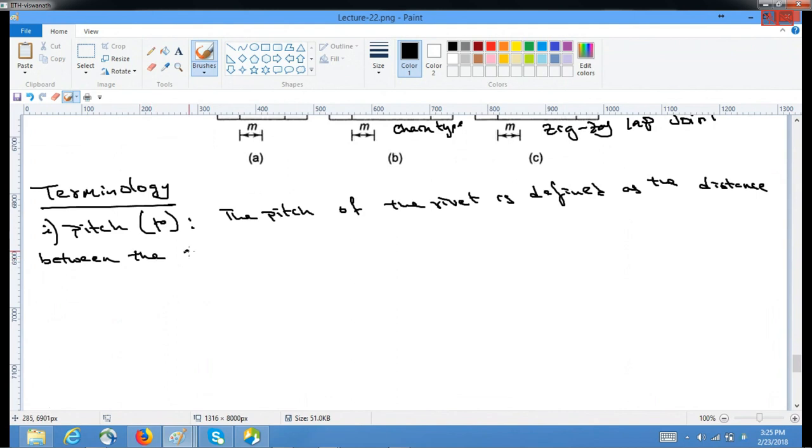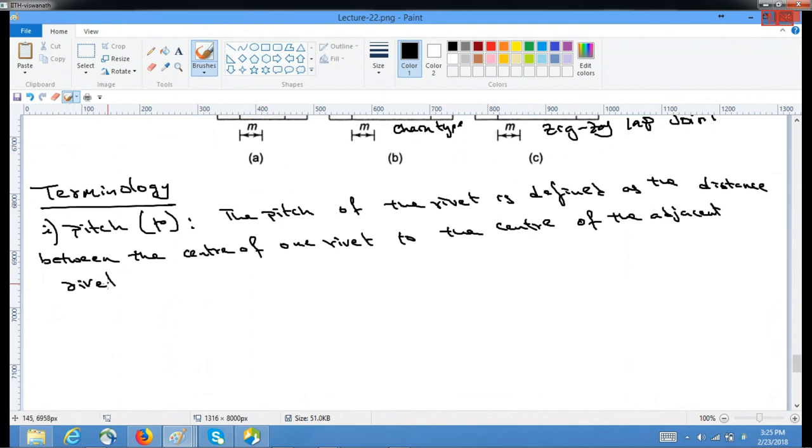the center of one rivet to the center of the adjacent rivet in the same row. Generally, a pitch value of 3D is used, where D is the shank diameter.